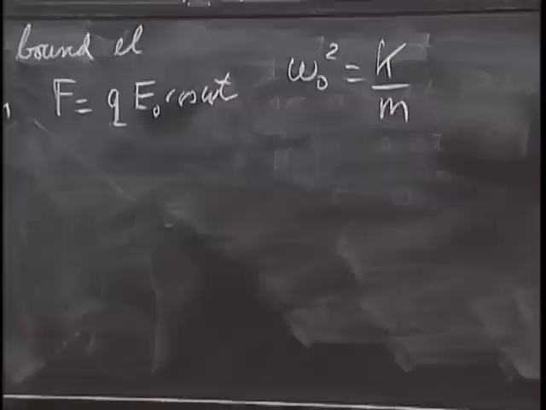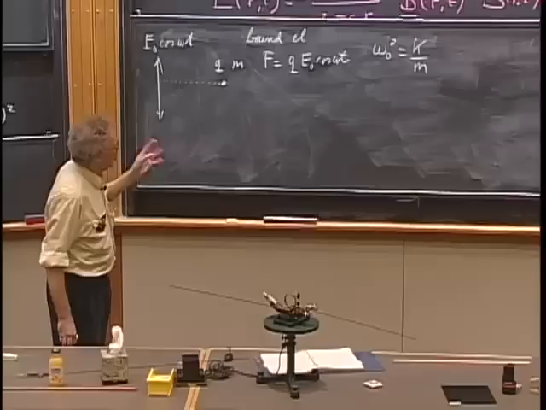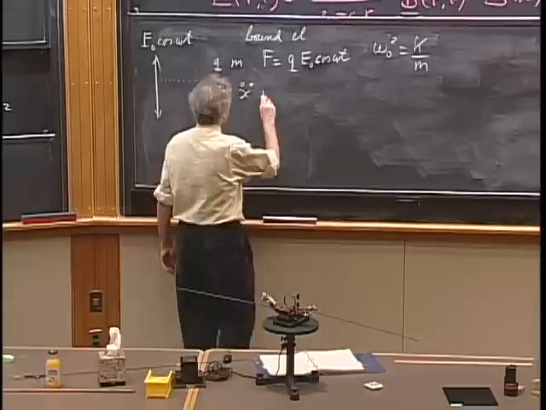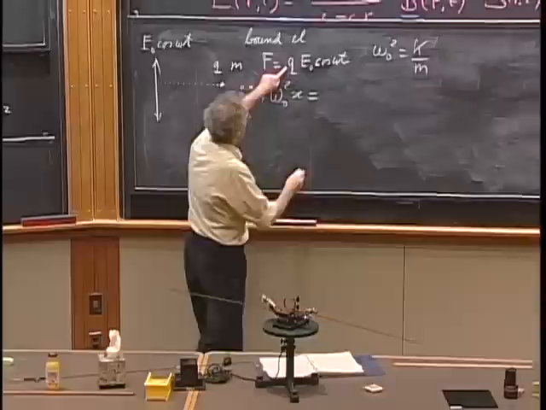I will ignore, purposely for the reason of simplicity, any form of damping. And so I'm going to write down now Newton's second law. Newton's second law becomes now x double dot plus omega 0 squared times x equals this driving force, which is q times E0 divided by m times the cosine omega t.